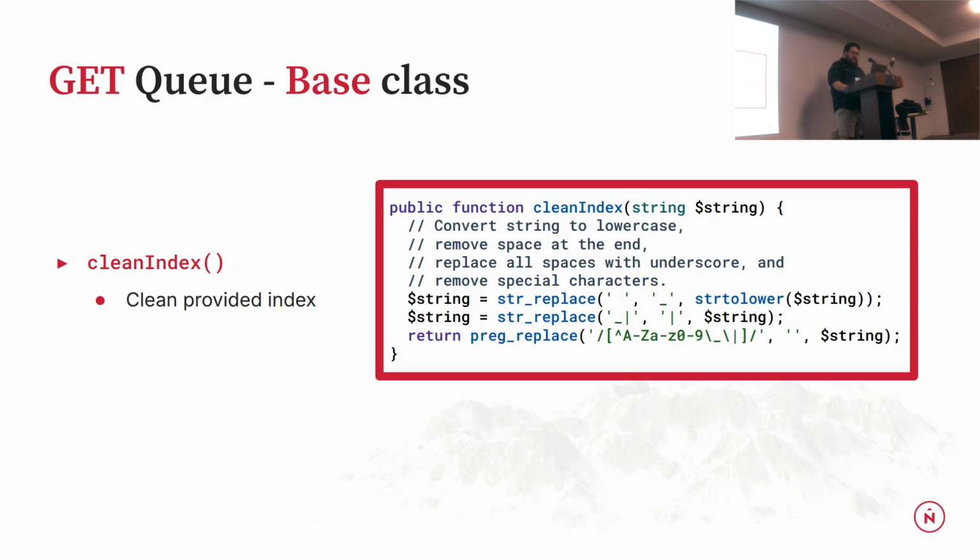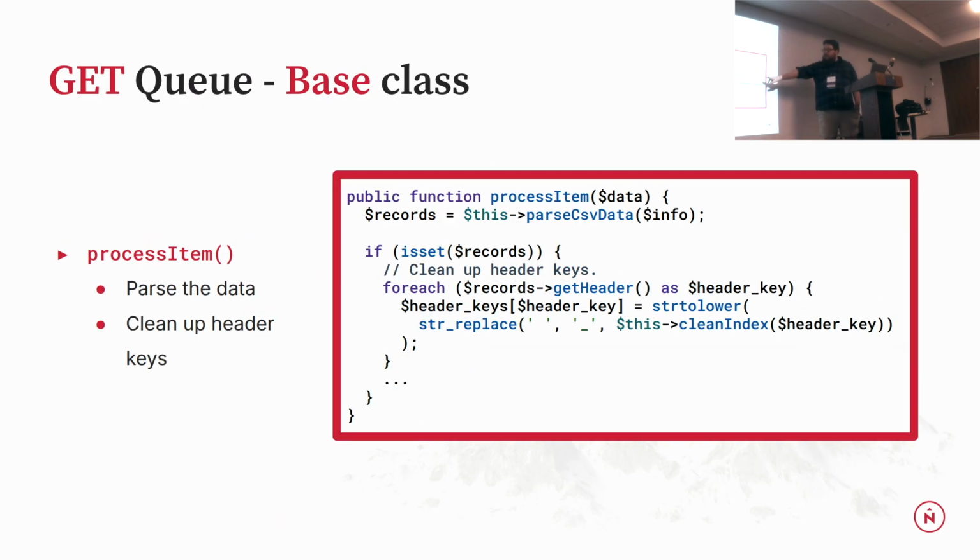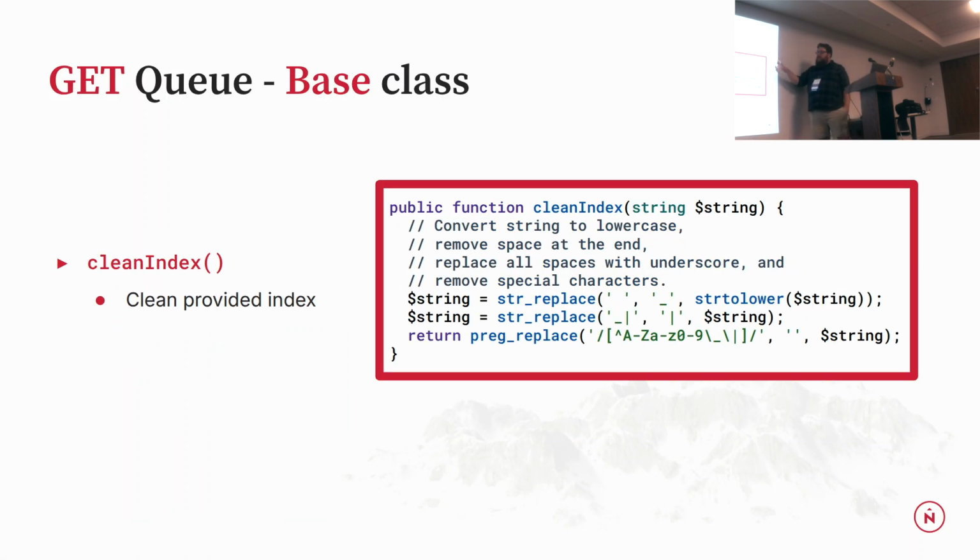And then there's the clean index, so just noting that we're calling that as well in the clean headers there. This can be whatever you want. Specifically what I'm doing is converting to lowercase, removing spaces, any kind of trimming, switching spaces to underscore, and removing any weird special characters. But you could have anything you want in here. Just sanitize, because something might be coming in weird.